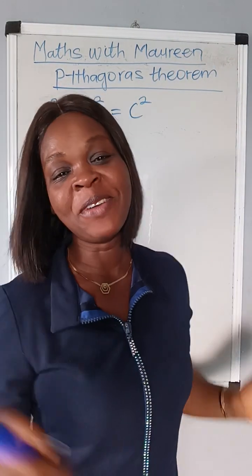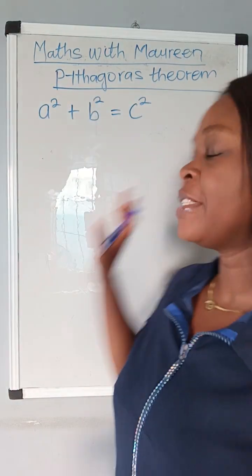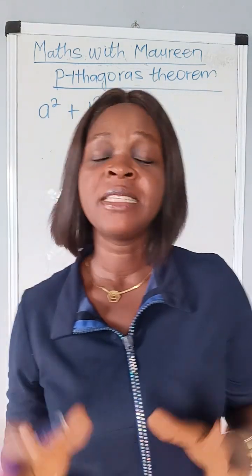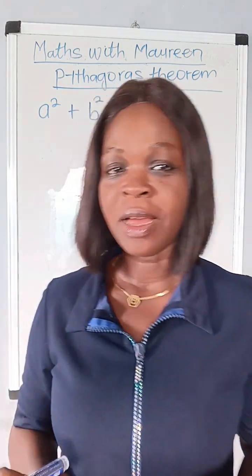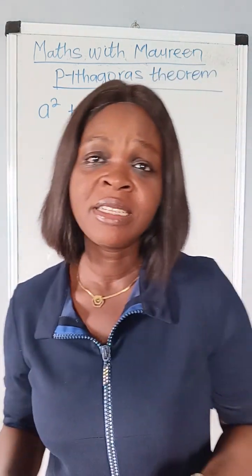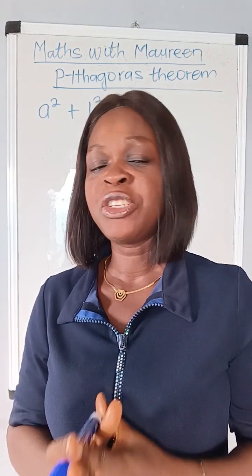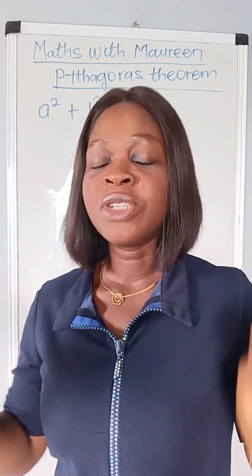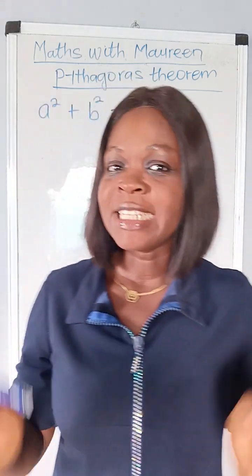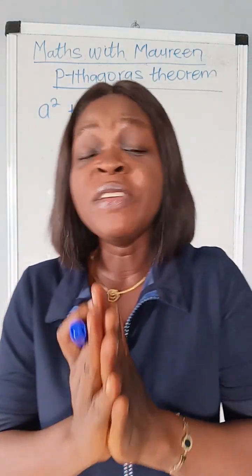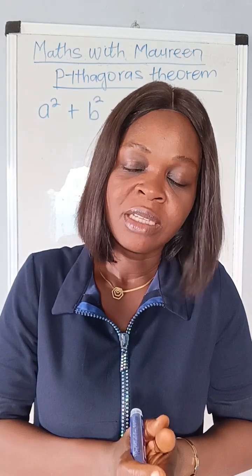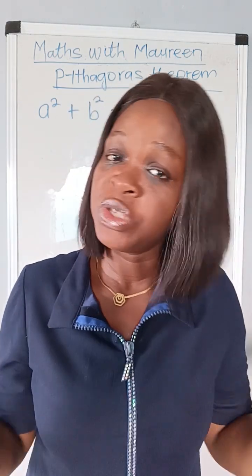Hello everybody, have you ever seen this formula on the board? This formula is known as the Pythagoras theorem formula. The Pythagoras theorem describes the relationship between the sides of a right-angled triangle. Note, right-angled triangle. If it's not a right-angled triangle, don't talk about Pythagoras theorem or use it.